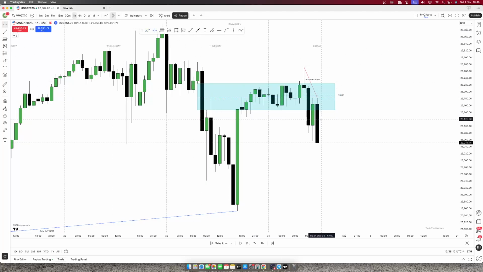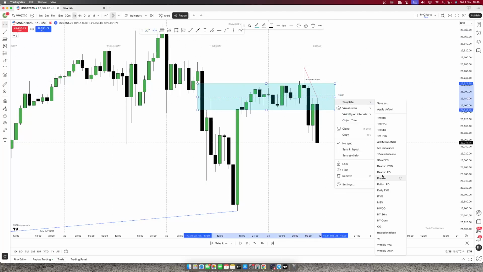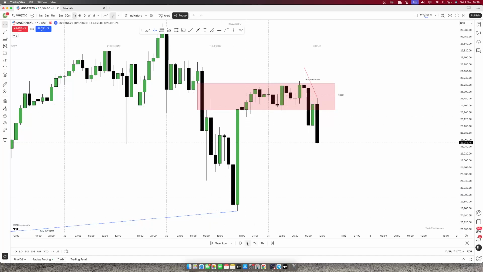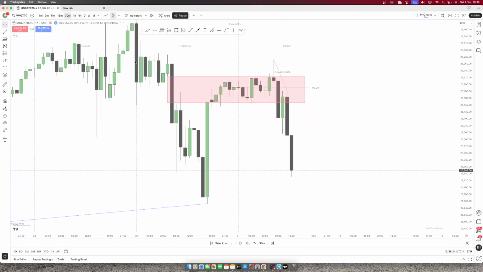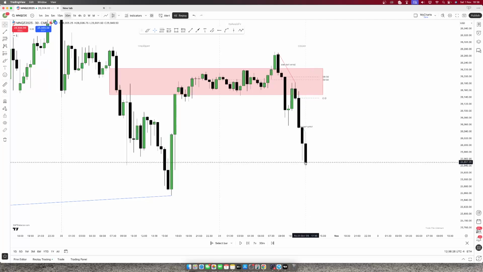So obviously if you did want to trade that point of interest, you could have. Bearish PD right there, and then price ended up pushing down. And this was the lunch hour, price pushed down towards here. And then we're getting to this point here where the PM session's about to open.